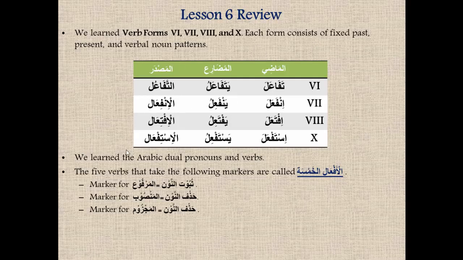We also learned that the Arabic dual pronouns are huma and antuma, and we learned their present and past tense verb conjugations. And finally, we learned that the 5 verbs that take the following markers are called al-af'al al-khamsa. So those are the verbs conjugated for hum, antum, anti, huma, and antuma. Their shared markers revolve around the noon in the marfu', that is thubut an-noon, the presence of the noon, and in the mansub and the majzoom, the marker will be hadf an-noon, dropping the noon.